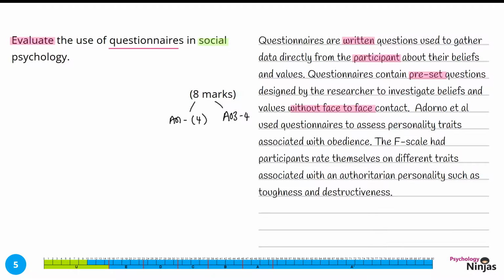We have identified a particular researcher in terms of Adorno et al., but just identifying the F scale would be sufficient. We've gone on to show thorough detailed knowledge of this in that the F scale is assessing an authoritarian personality and which traits construct an authoritarian personality. We're then going to move through and start to evaluate the nature of questionnaires.